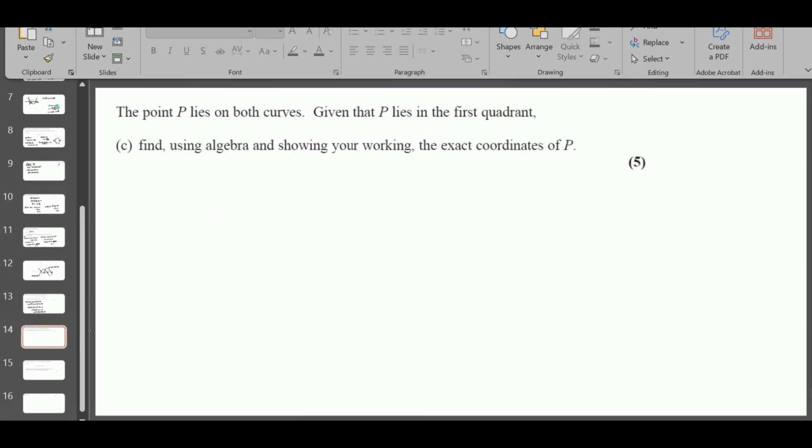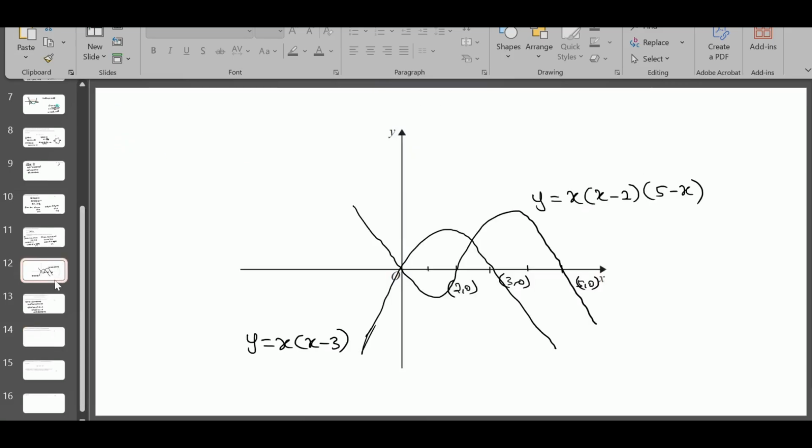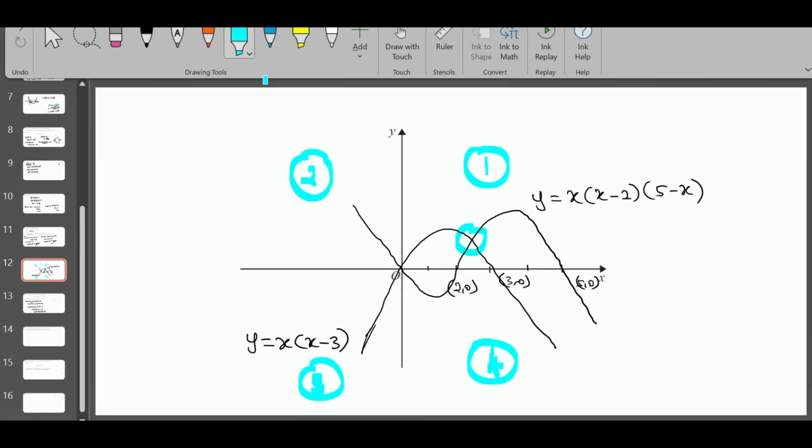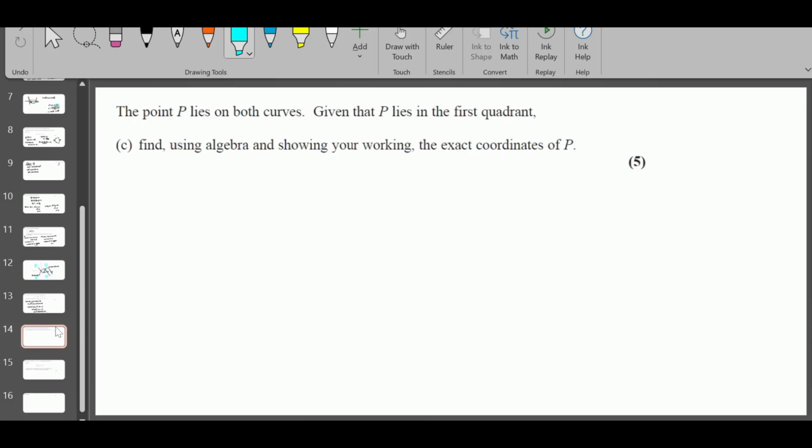Part C. Point P lies on both the curve and P is in the first quadrant. Look at this here. They are talking about this point P. It's in the first quadrant. This is first quadrant, this is second quadrant, this is third quadrant and fourth quadrant. Always remember, if it's in the first quadrant, both x and y should be positive, right? So that's a catch here. Find the exact coordinates of P.